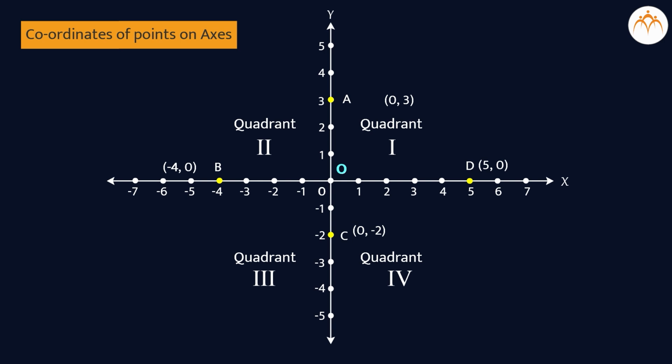The origin O lies on the x-axis as well as on the y-axis. Therefore, its distance from x-axis and y-axis is 0. Therefore, the coordinates of O are (0, 0). Let's remember that the y-coordinate of every point on the x-axis is 0 and the x-coordinate of every point on the y-axis is 0. There is one and only one ordered pair of coordinates associated with every point in a plane.